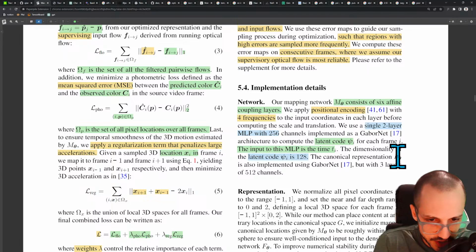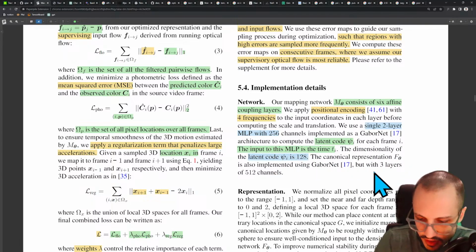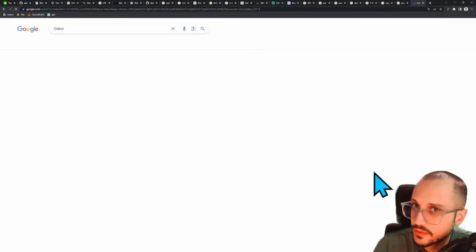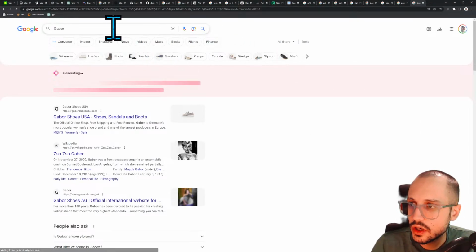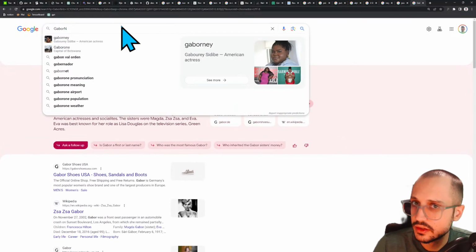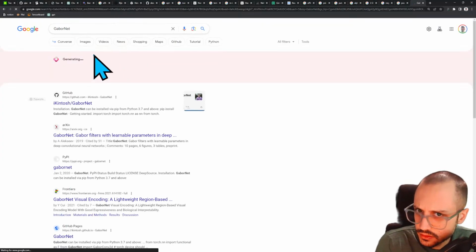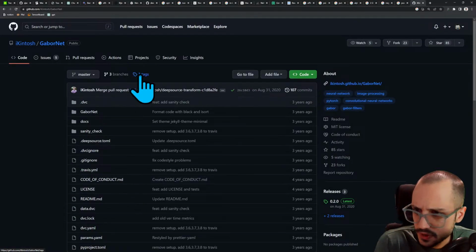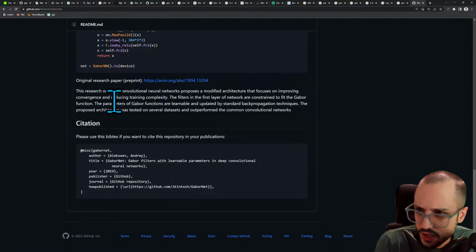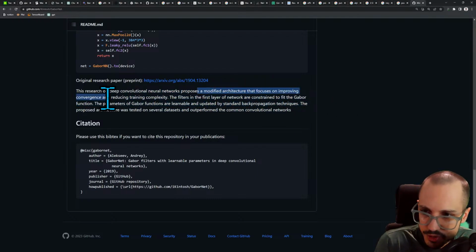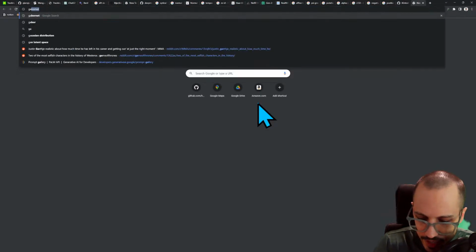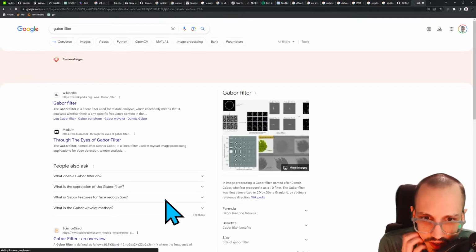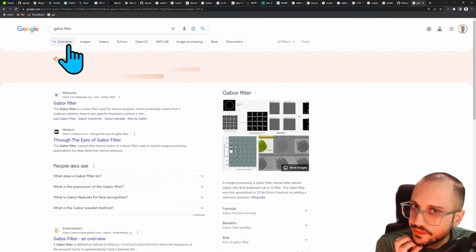The canonical representation F theta is also implemented using GaborNet, but with 3 layers of 256. What is a GaborNet? GaborNet: a deep convolutional modified architecture that focuses on improving complexity. The filters in the first layer are constrained to fit the Gabor. I think Gabor filters, right? That's a thing. Yeah.